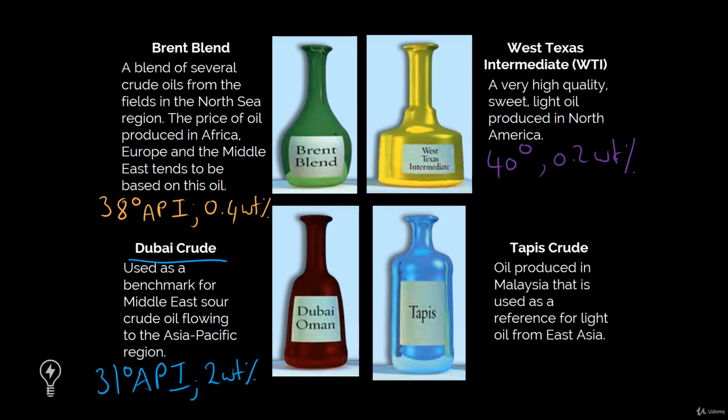We also have what's known as Tapis crude, and this is oil produced in Malaysia that is used as a reference for light oil from East Asia. And Tapis crude typically has an API gravity of about 45 degrees, and it's very, very sweet with only about 0.04 weight% sulfur.